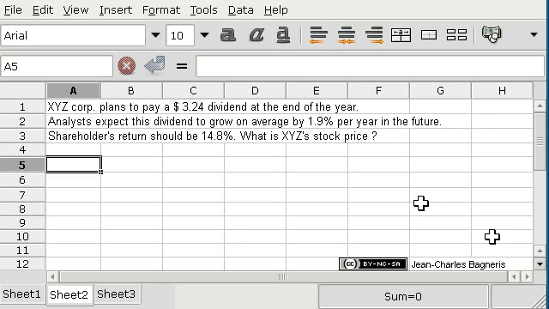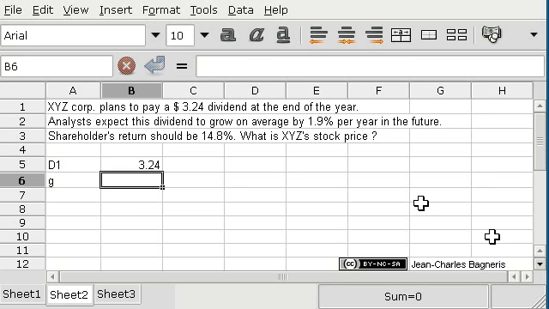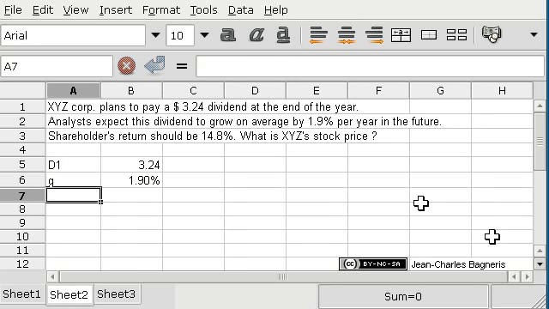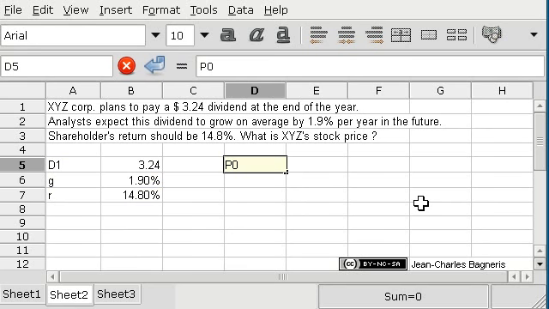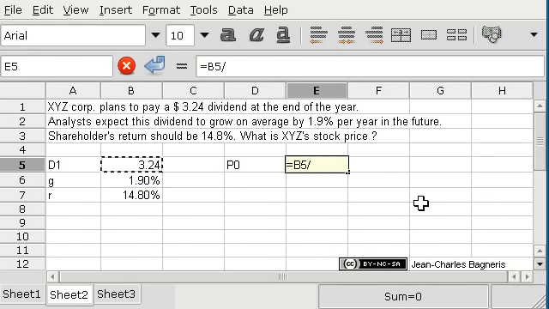Now we use the model on our exercise. So here D1, the next dividend, is 3.24. Okay, the growth rate G of the dividends is 1.9% per year, and the expected rate of return on the stock is 14.8%. Then I'm looking for the price now, P0, and it should be dividend over rate of return minus growth rate. So here the stock price should be 25.12.